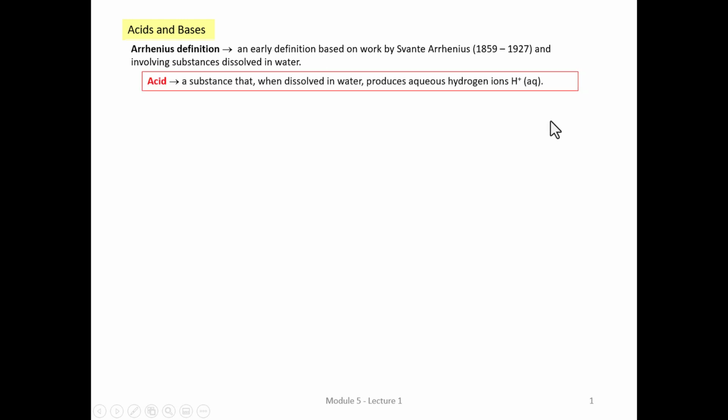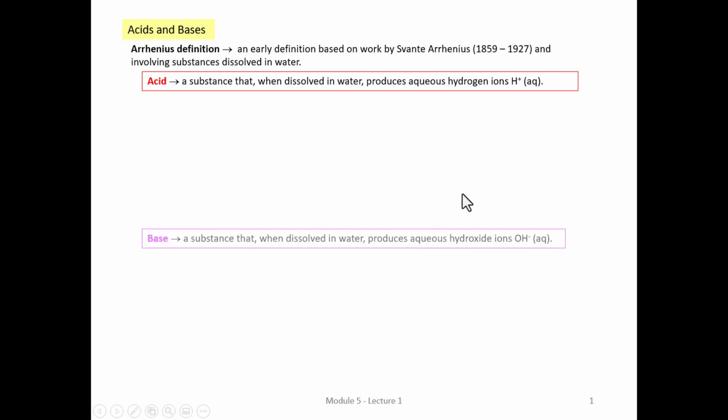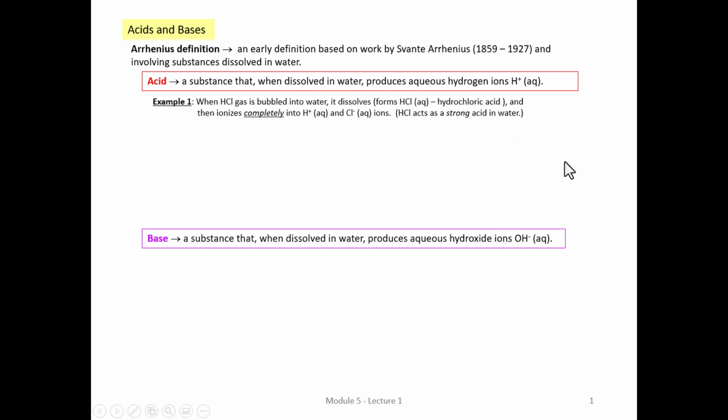Arrhenius would define an acid as a substance that, when dissolved in water, produces aqueous hydrogen ions, H+ aqueous. He would define a base as a substance that, when dissolved in water, produces aqueous hydroxide ions. Let's take a look at some examples of acids under the umbrella of the Arrhenius definition.